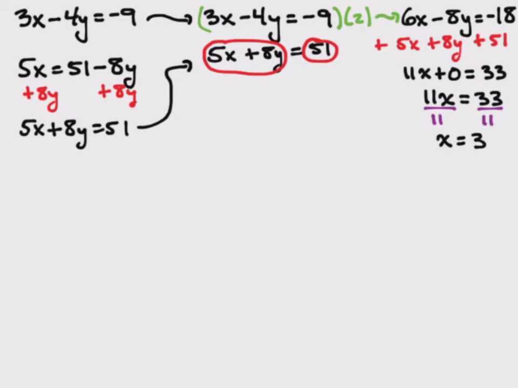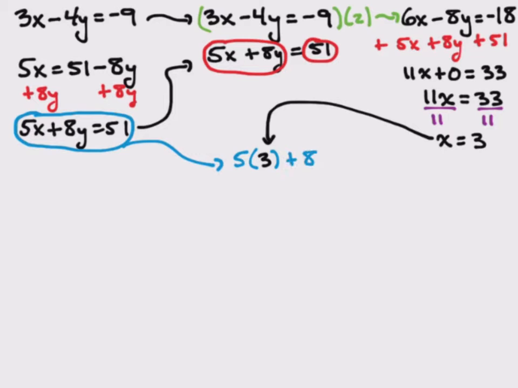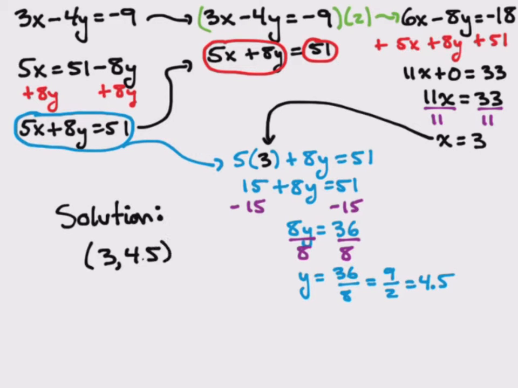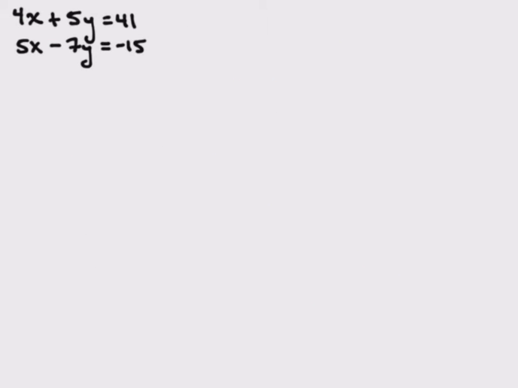So we find that the x value of our solution is going to have to be 3, and to find the y value, all we need to do is substitute 3 into any one of our equations and solve for y. And so we find the y value of our solution to be 4.5, and so our solution is the ordered pair 3, 4.5. All right, here's an even tougher example.